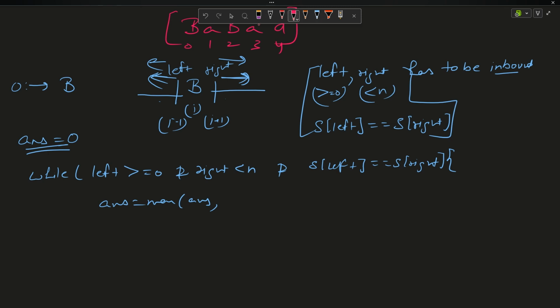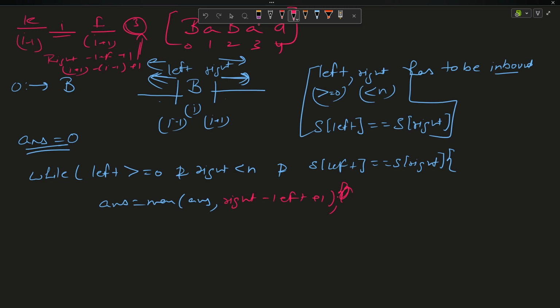Suppose my left is at index I minus 1. This is my left pointer, this is my right pointer at I plus 1, and this is my ith index. What is the length? You can see 1, 2, 3. 3 is the length. So how can I get 3 from left and right? If I subtract right minus left, that is I plus 1 minus I minus 1, and then add 1 to it, I get 3. So answer will become the maximum of answer with right minus left plus 1, right?